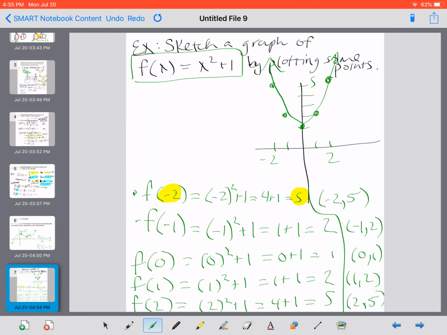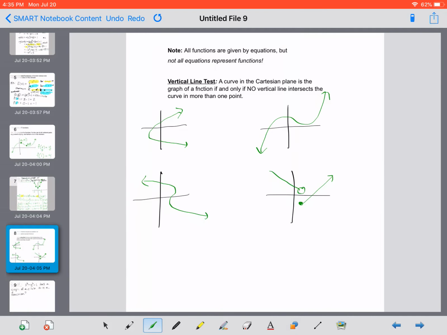All right, now, an important thing to realize is that all functions are given by equations, but not all equations will represent a function. Similarly, if you have an equation, you can find its associated graph, and we can use that graph to help us determine whether that equation represents a function. Right? Remember, functions have particular rules, and one special rule is that any particular input, any particular x value, can only have one output, can only have one associated y value. So we can use the vertical line test to help us determine whether a graph is a graph of a function or not.